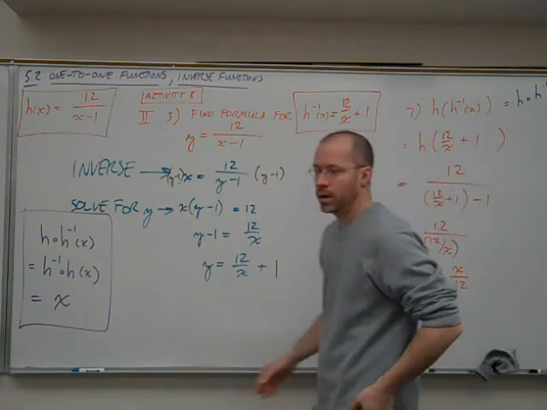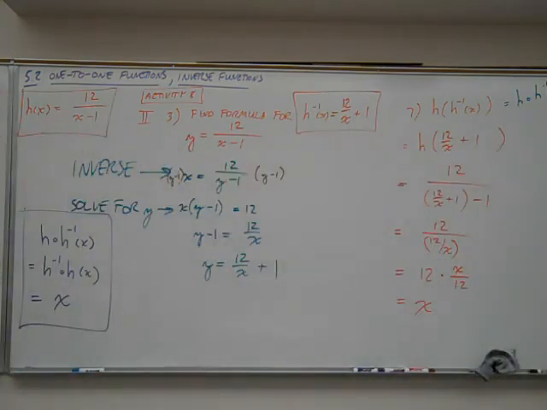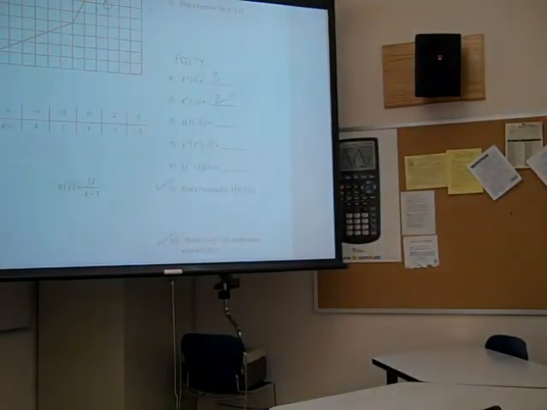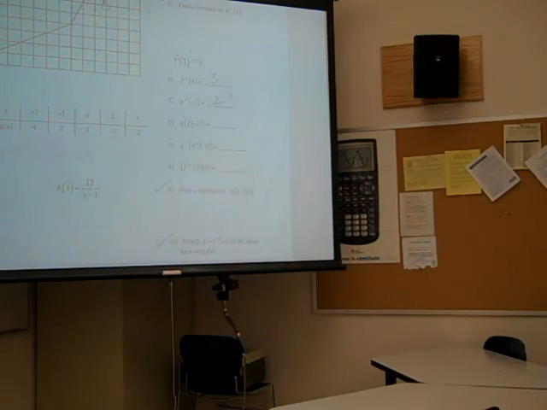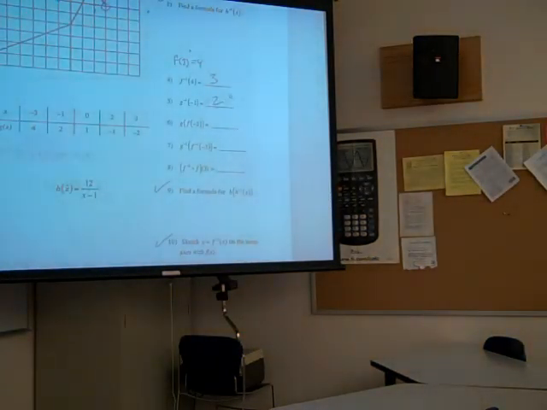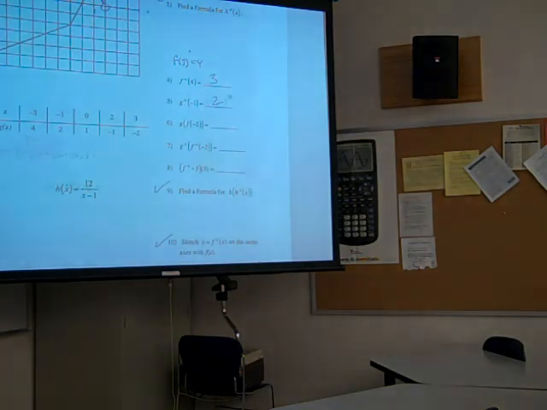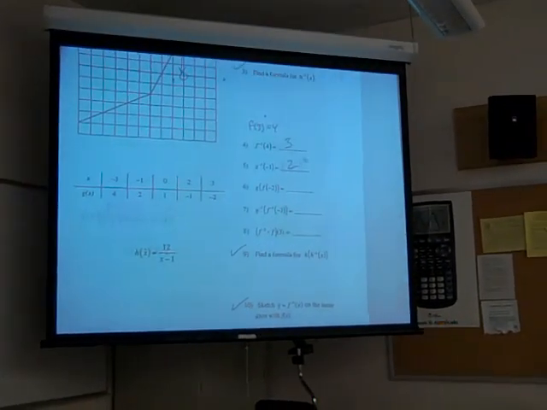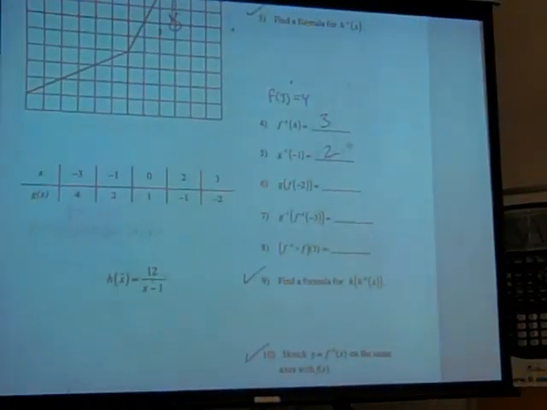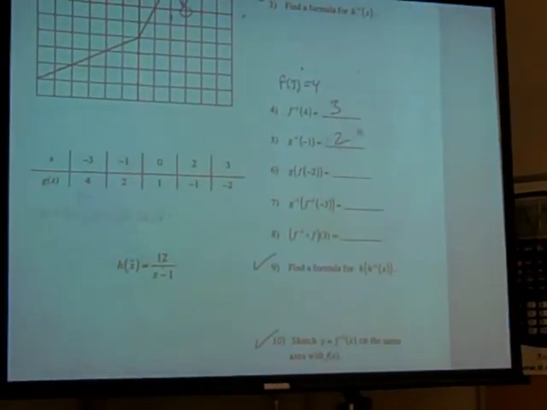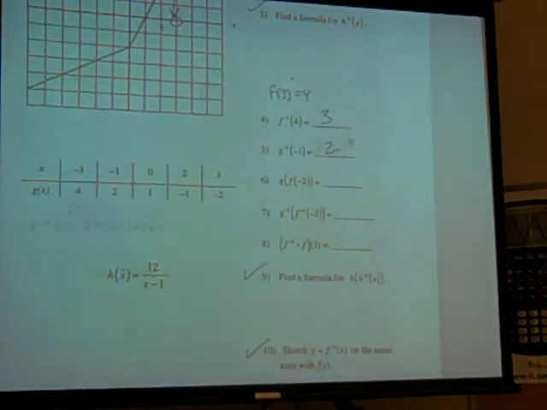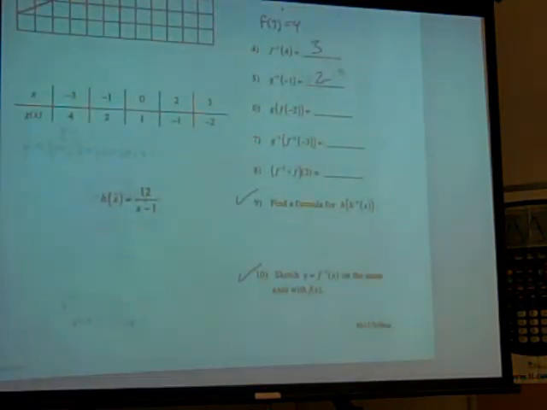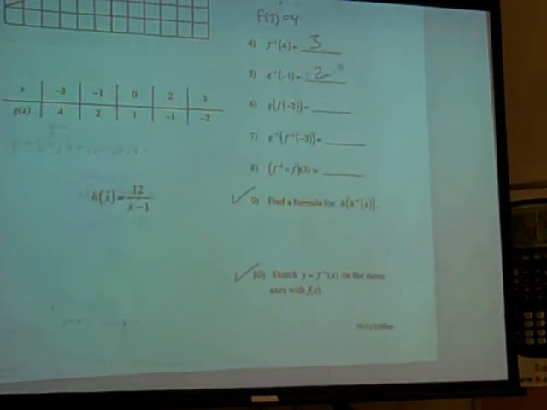Let's take a quick look, or not so quick look, at the activity again. I'm going to dim the lights, and let's look at a few different problems on here. So we just did numbers 3 and 9 there. Now let me look at number 10, what that is asking. It's saying sketch y equals f inverse on the same axes with f of x. Let me zoom in even a little bit here.